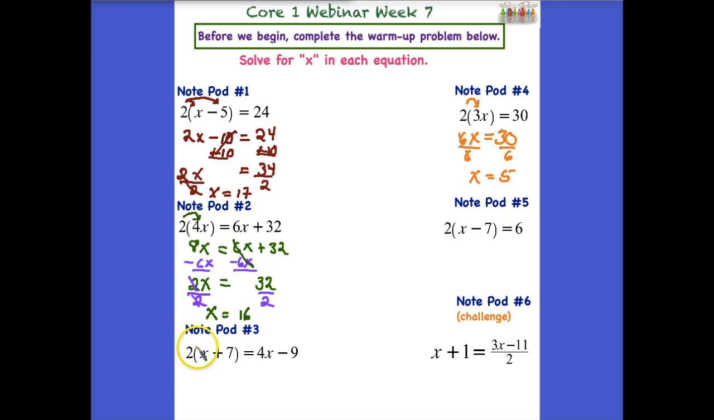So let's walk through where you are, and then you can help me finish solving it if you want. Let's see here. We'll go with some blue. Okay, so you distributed the 2 into the parentheses, and you got 2x plus 14 equals 4x minus 9.